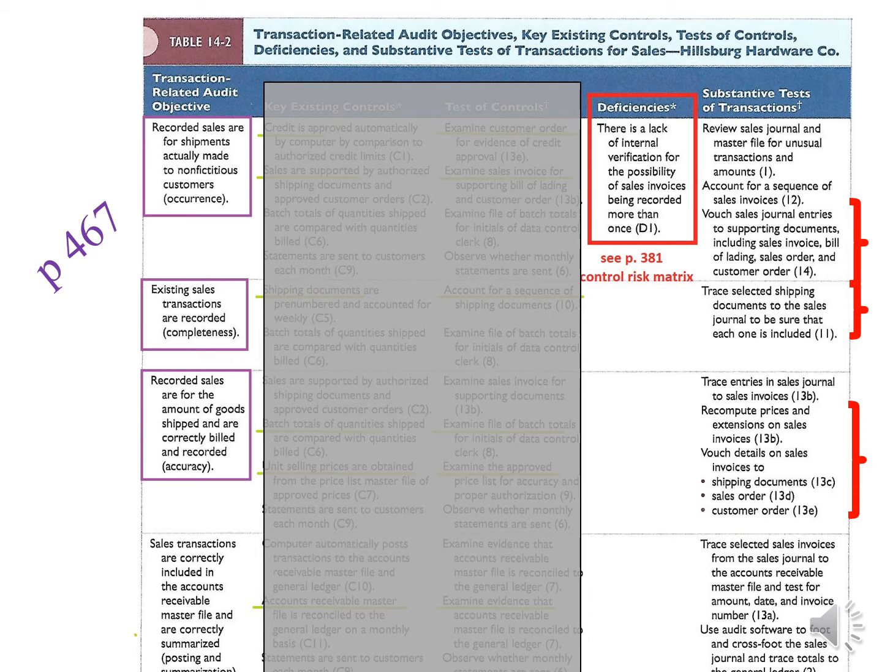We're going to vouch to the shipping document, make sure the information is the same on the shipping document as the sales invoice. And we're going to vouch to the sales order and the customer order. Again, don't memorize this, but I just want you to walk through 3 or 4 and make sure you understand how they achieve the objectives.